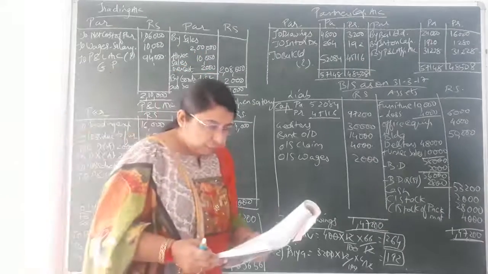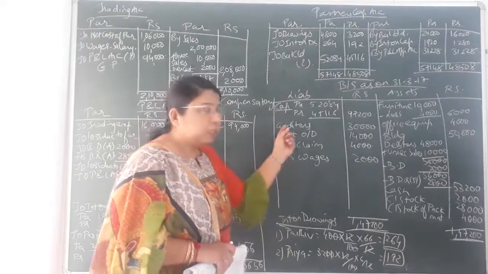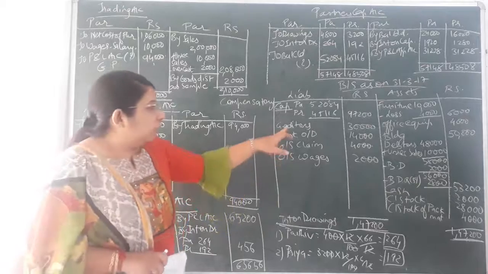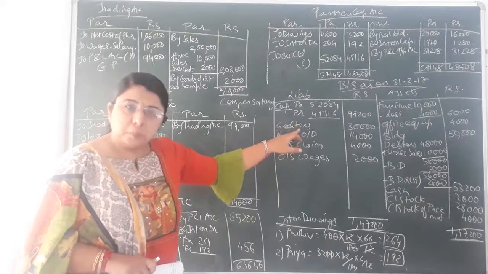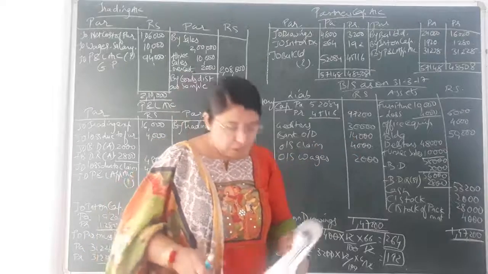Okay. Then afterwards, payables, that is on the liability side, will be writing over here, that is creditors. You can write payables over here also. I have written creditors. Instead of creditors, you can write payables also. That is rupees 30,000 on the liability side of balance sheet.